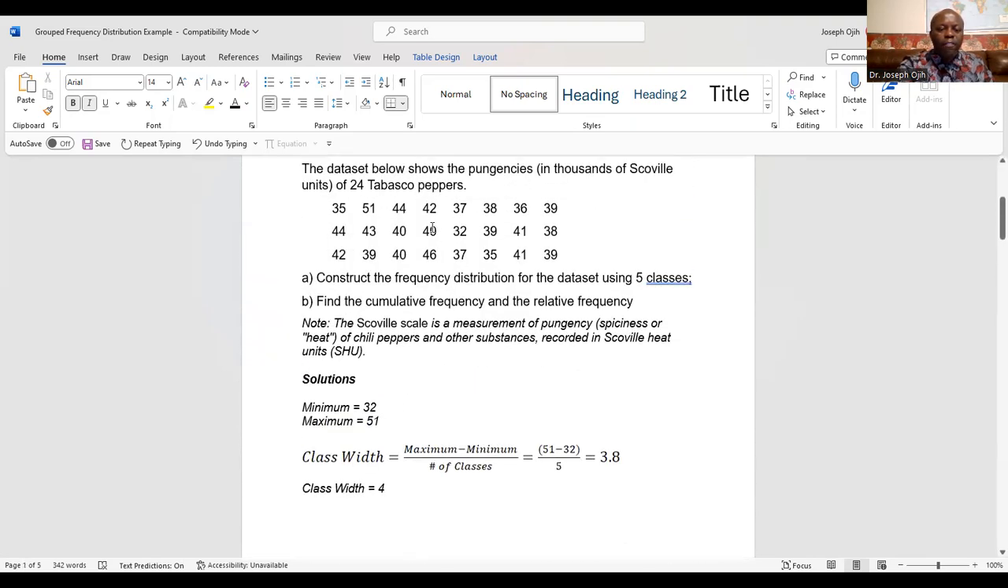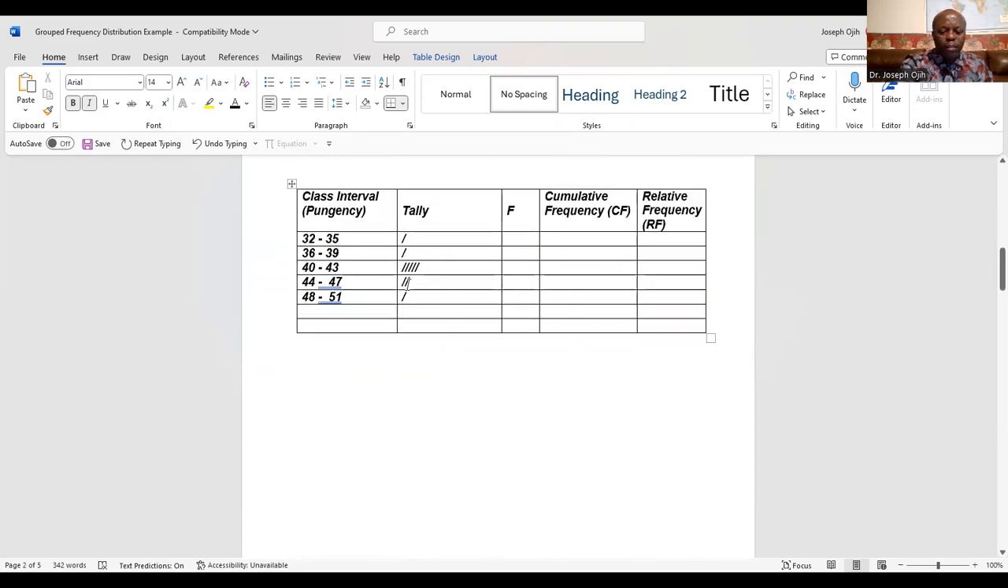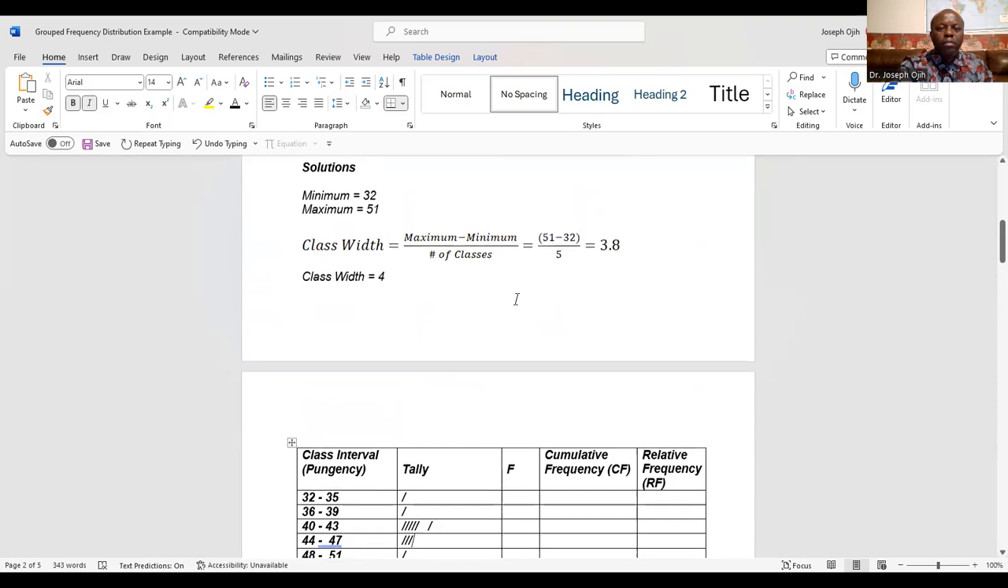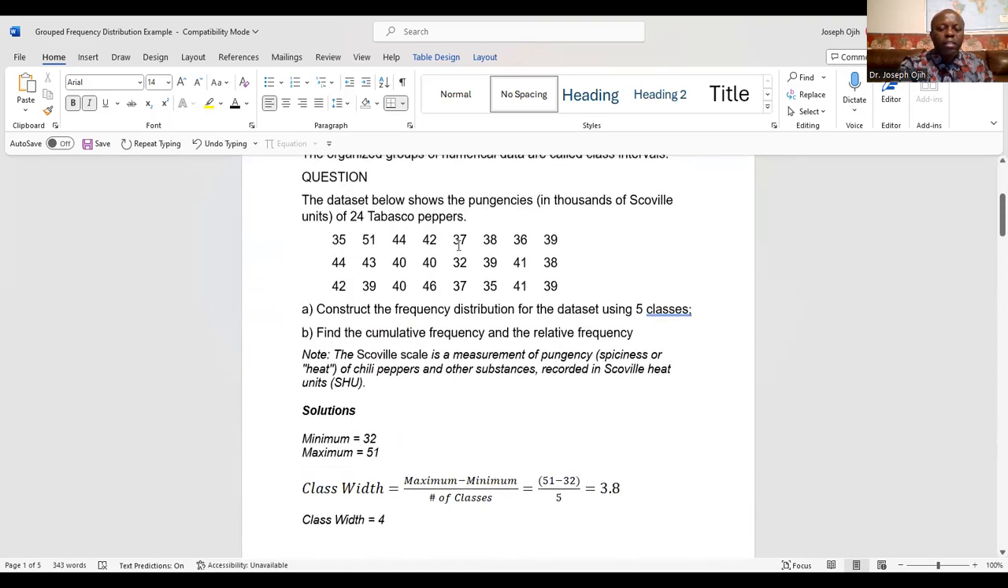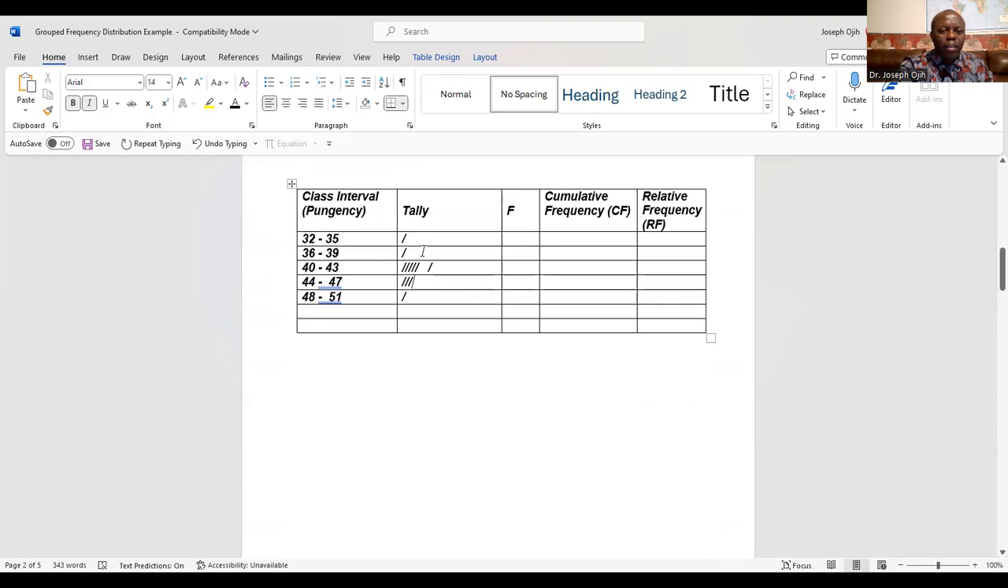Then I have 40, then 46. So 40 is going to be here, and 46 is going to be on this one, because it's in the 44 to 47 group. Next is 37 and 32. We have two 37s and one 32. 37 is going to be here, and 32 is going to be here. One tally.